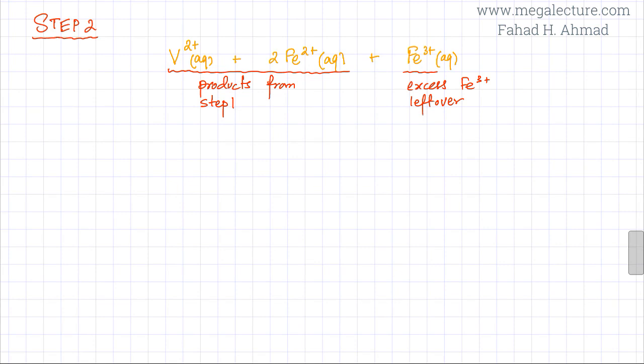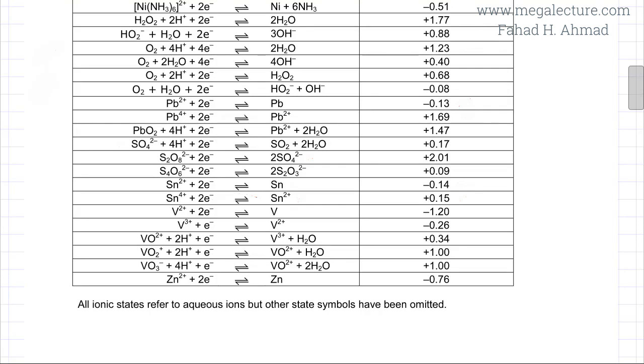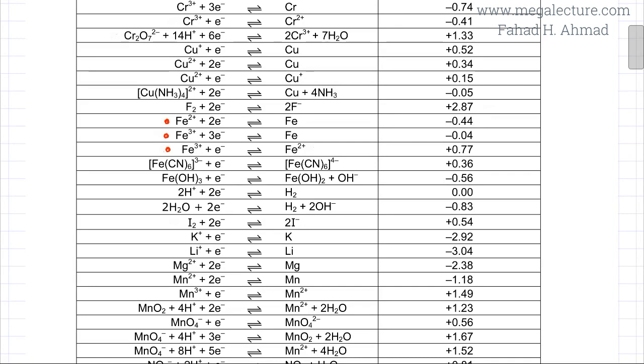So let's open the data booklet and start writing down the equations, the electrode reactions that involve either V2+ or Fe2+ or Fe3+. I've opened the data booklet and let's search for V2+ first. That's one of my reactants in step 2. There are two electrode reactions that involve V2+, so I'm going to copy those two reactions. Similarly, for Fe3+ and Fe2+, these are the three electrodes that involve them, so I'm going to copy those with the electrode potential.